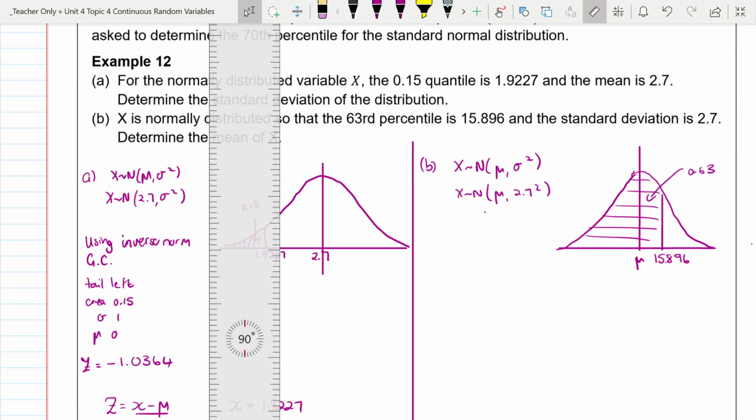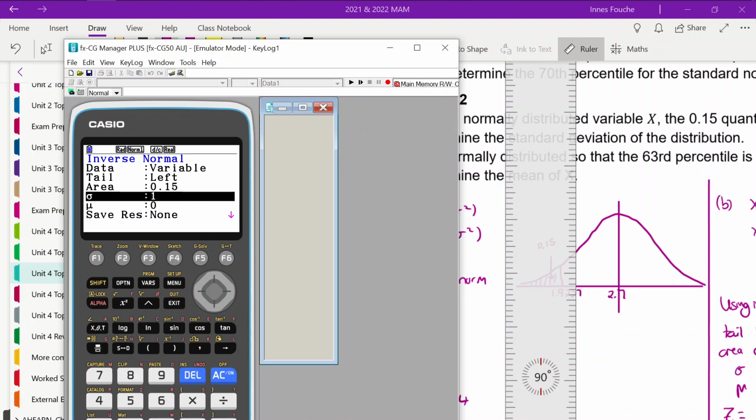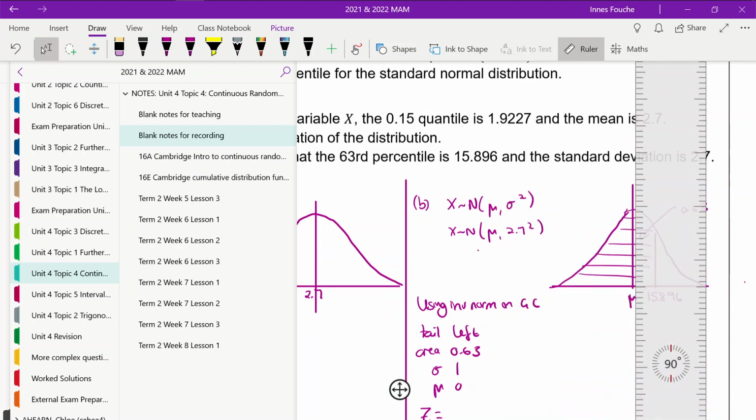Okay, so now I've got enough of a picture to be able to use my calculator because I've got a left tail, and I'm going to use my standard normal distribution. So using inverse normal on your graphics calculator, we know that our tail is left, our area is 0.63, our standard deviation is 1, and our mean is 0. And that gives us a z value of, let's put it into our calculator. So we've got a left tail, our area is 0.63, and that's 0.3319.